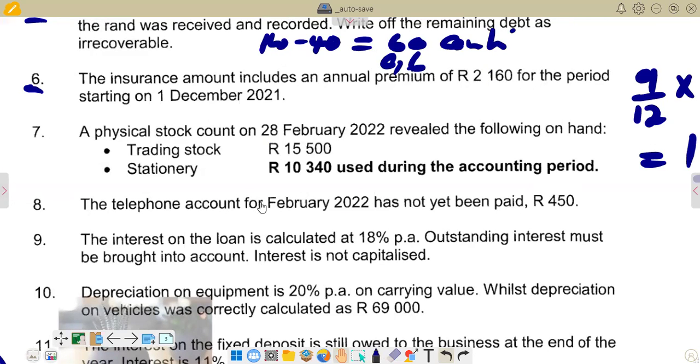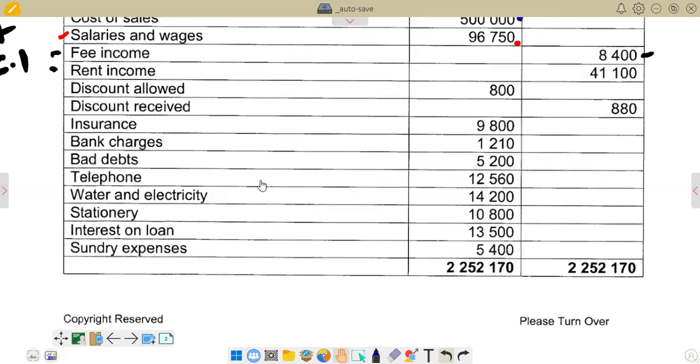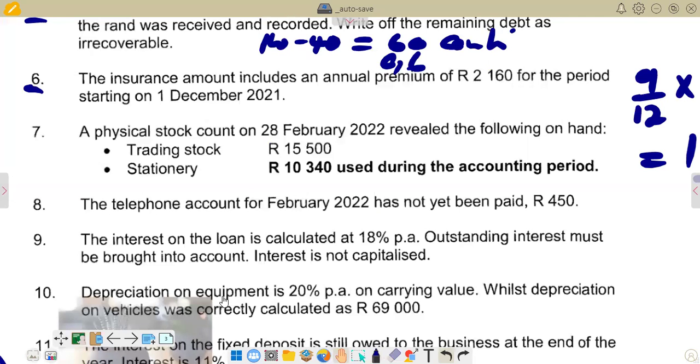What does it mean? It means February is inside our financial period, which is ending on 28 February 2022. So this was not paid, so it's an accrual or something that is owing. Remember, we said when something is accrued or owing, we need to add it. So 450, add it to the figure of telephone that we are given. The figure for telephone is 12,560, then you add this 450.